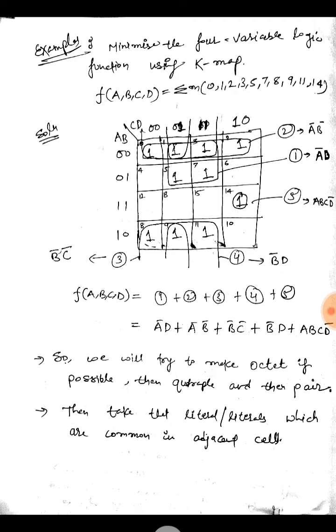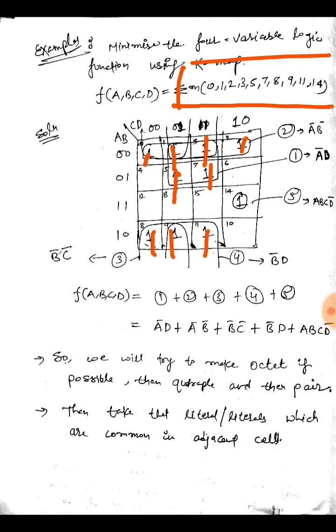Minimize the 4 variable logic function using K-map, in which my function is the summation of max terms 0, 1, 2, 3, 5, 7, 8, 9, 11, 12. So I will put 1 in all these cells. So I have put 1 in 0, 1, 2, 3, 5, 7, then 8, 9, 11 and 14. So I have put 1 in all of them. Now I will do pairing.